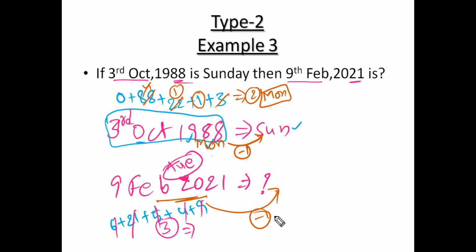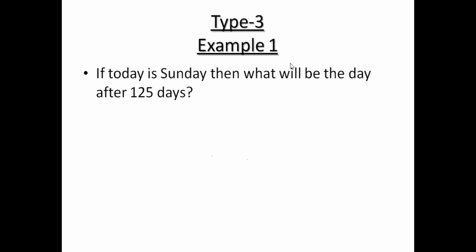But our answer is minus 1 of Tuesday. Tuesday before day is Monday. So this is the answer. Simple. Find the actual day, compare with the given day, use the same logic here. Right. Next, type 3. Type 3 questions.